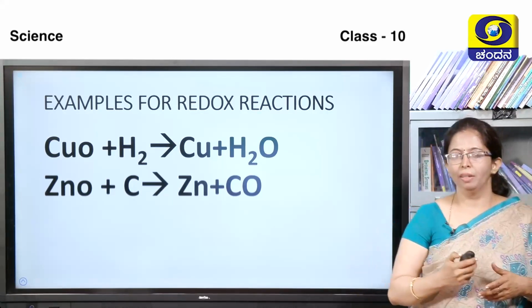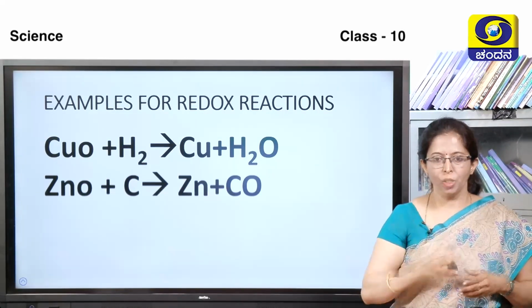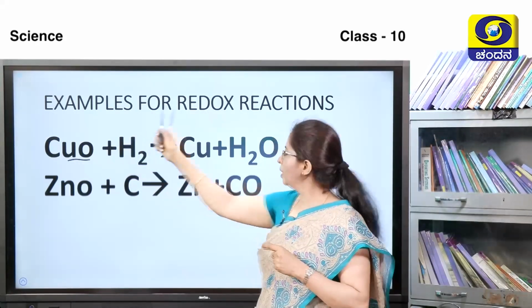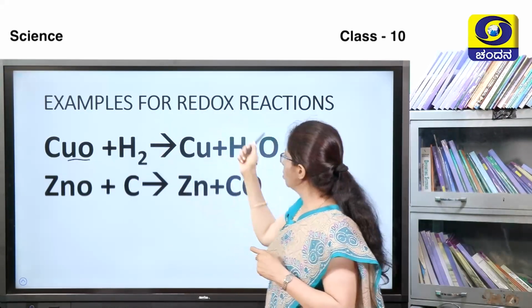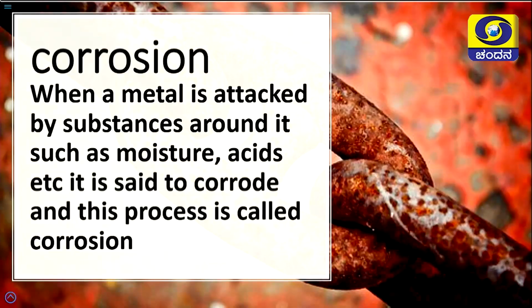Here copper oxide reacts with hydrogen to form copper and water. Zinc oxide reacts with carbon to form zinc. Copper oxide gets reduced to copper and hydrogen gets oxidized to water. Whereas in the second example, zinc oxide is reduced to zinc, whereas the carbon is oxidized to carbon monoxide. So, here both oxidation and reduction reactions are occurring simultaneously, and such type of reactions are known as redox reactions. I hope this is clear. Move on to the next slide.